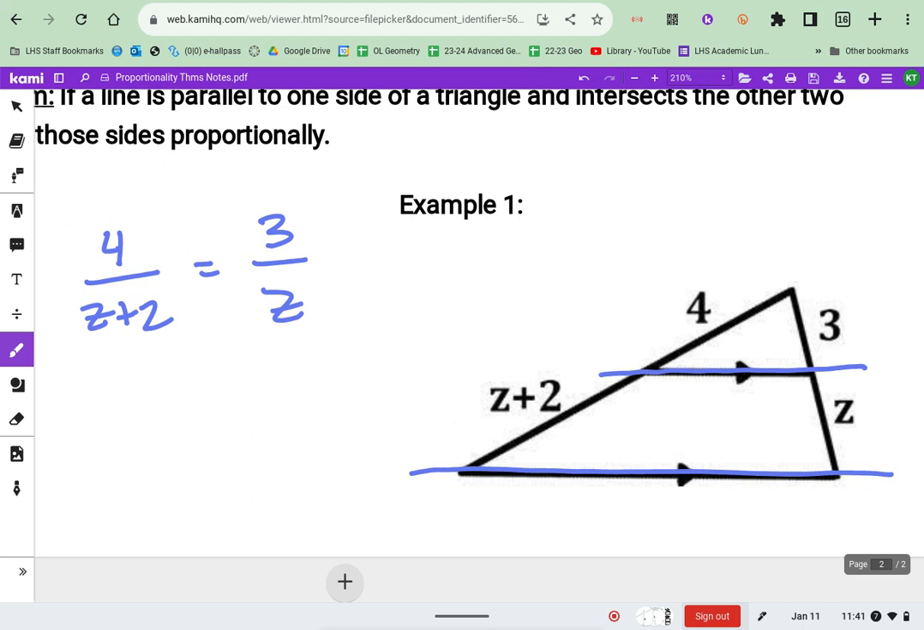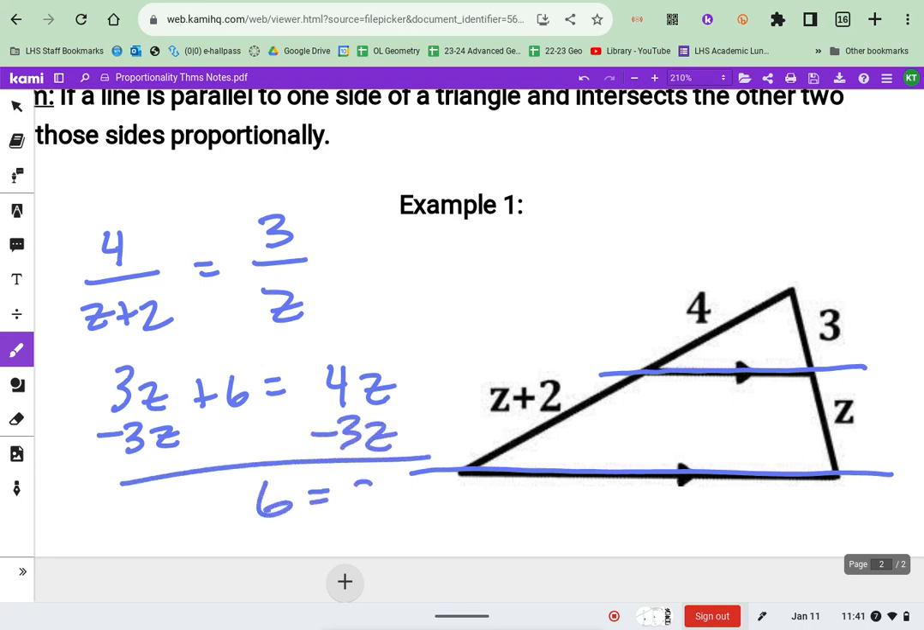All right, so cross multiply and we get 3z plus 6 equals 4z. Subtract 3z from both sides and we get that z is 6.